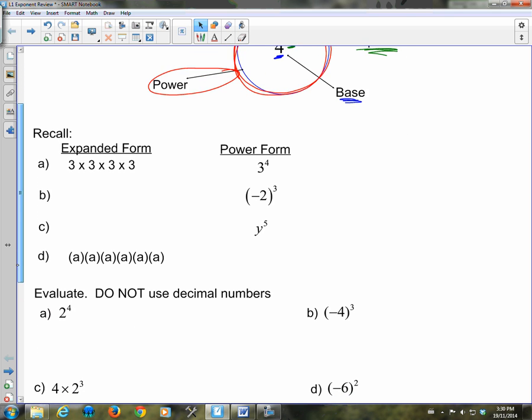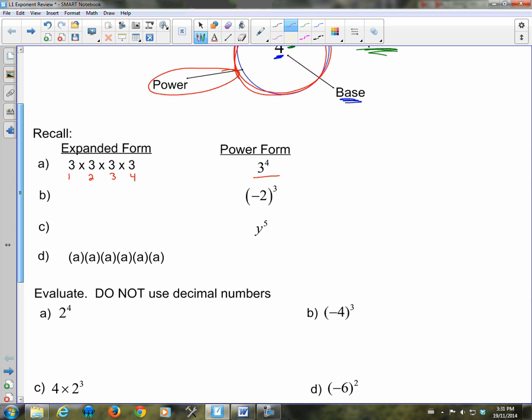So if I have an exponent, like 3 to the exponent 4, that means that I multiply 3 by itself 1, 2, 3, 4 times, because the exponent is 4. So that is expanded form. 3 times 3 times 3 times 3, 4 times. And 3 to the exponent 4 is the power form when it's written with an exponent.